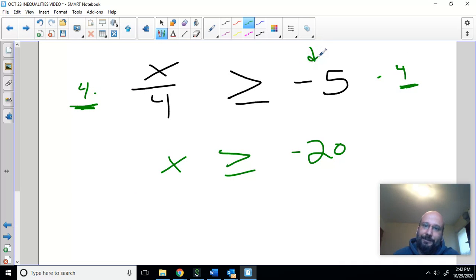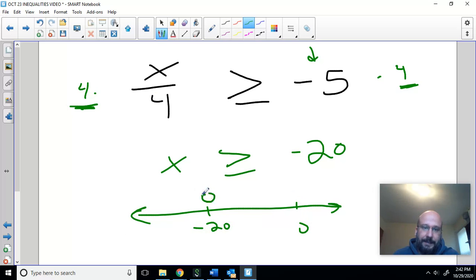What this number starts with doesn't matter. It's only the number that you multiply by. So graphing this, -20, 0, x is greater than -20. Greater than or equal to, so it's got to be filled in.